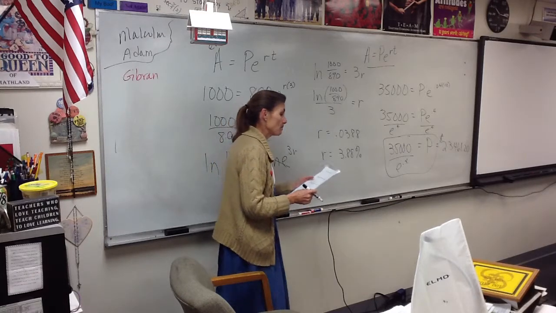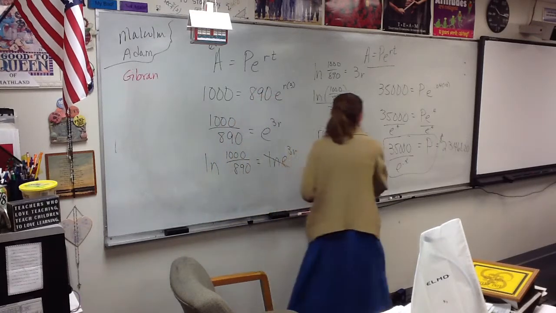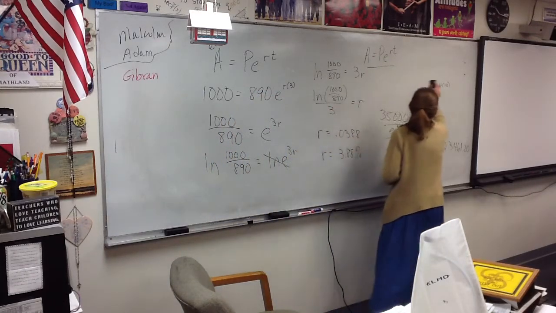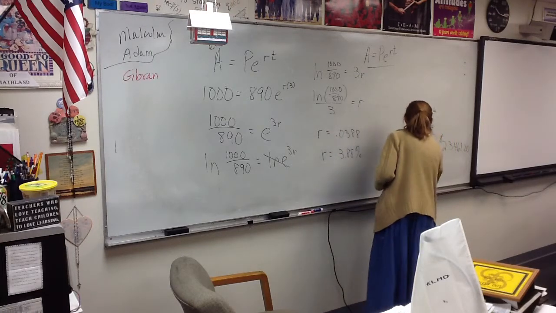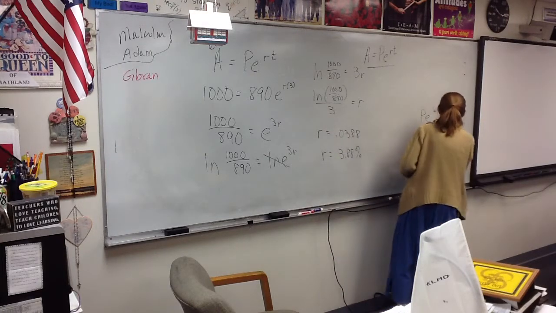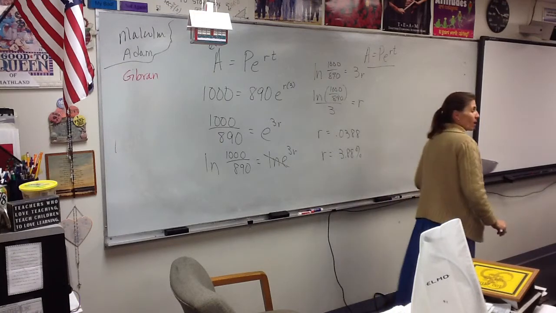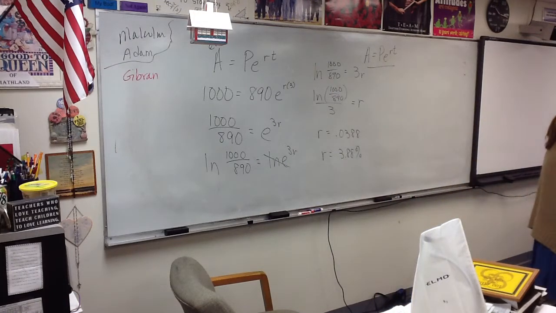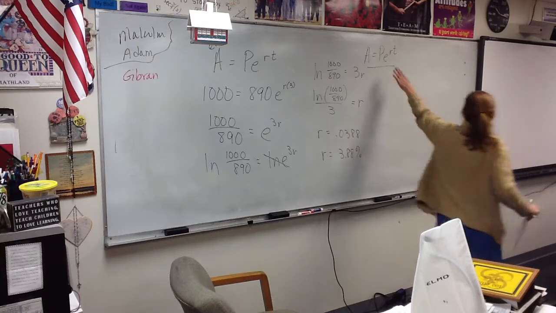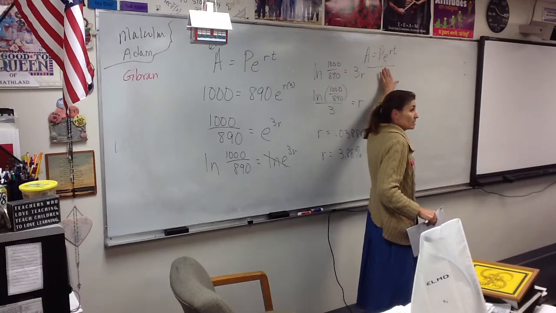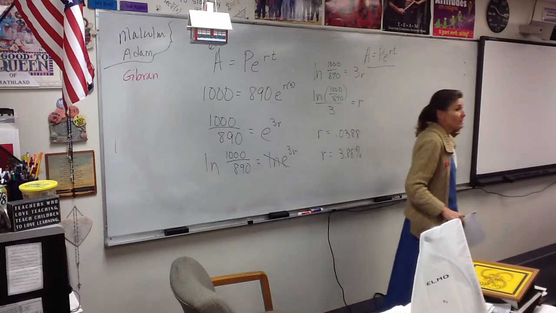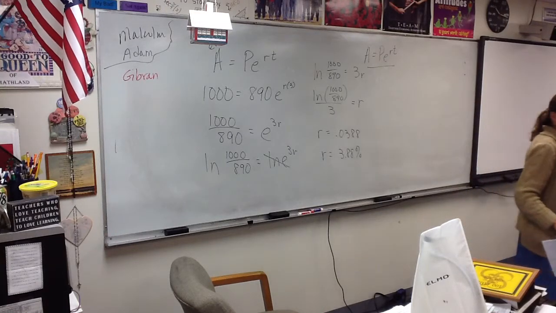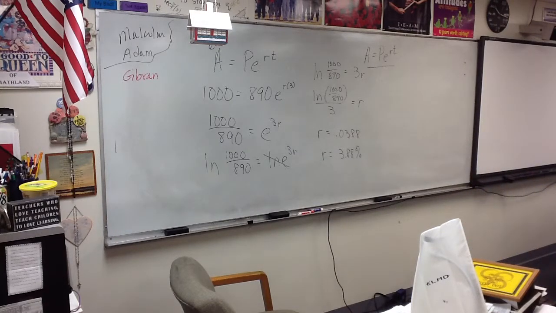Now I want to look at number 6. Number 6 is a population problem. It isn't even a money problem. If it's a population problem, it's PERT. The other formula is only used with money. So if it's not money, it's automatically PERT.